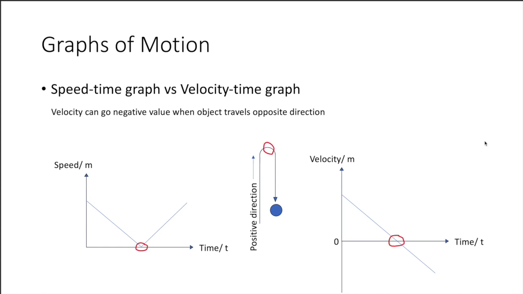So over here, when you throw a ball up in the air, momentarily it's going to stop and come back down. So for a speed time graph, it will look like that because the point at 0 means the ball has reached its maximum height and it comes down again and gains in speed. But it's a little bit different for the velocity time graph because coming down is the opposite direction. That's why it touches 0 and goes into the negative zone.